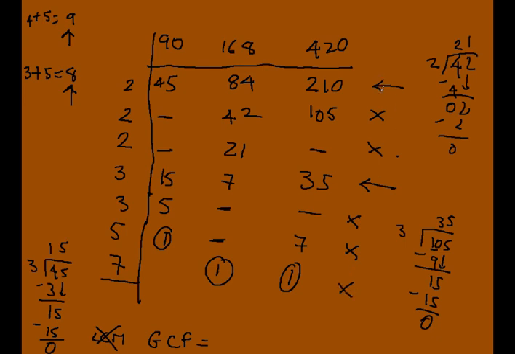So where do we have a number in every spot? Is this line, which corresponds to that 2 here on the outside, and this line, which corresponds to that 3 on the outside. So whichever numbers I just circled, just because they had a number in every spot, these are the numbers that we're going to multiply to give us the GCF. So our GCF will be 2 times 3, which is 6.